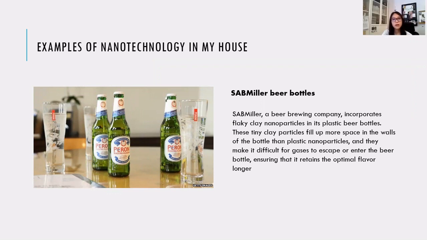Okay, so the nano material that can be found in my house is this Sub-Miller beer bottles. This Sub-Miller is actually a beer brewing company. It incorporates flaky clay nanoparticles in its plastic beer bottles. These tiny clay particles fill up more space in the walls of the bottle than plastic nanoparticles, and they make it difficult for gases to escape or enter the beer bottle, ensuring that it retains the optimal flavor longer.